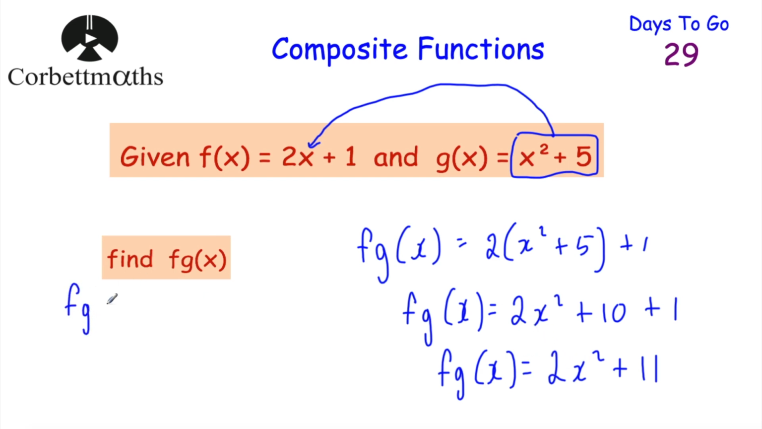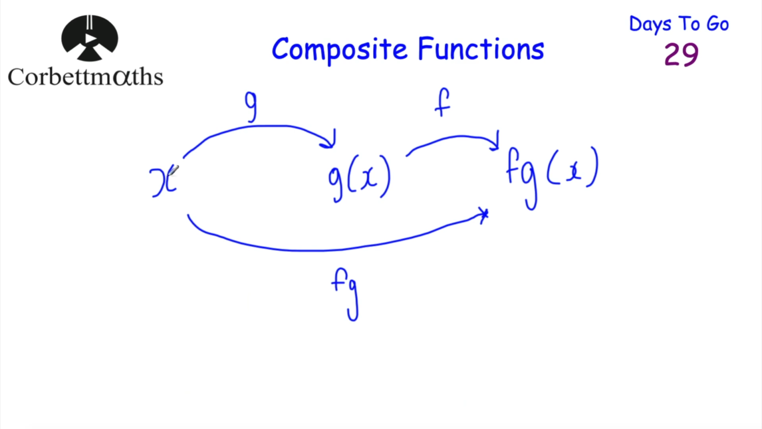So for instance, if we wanted to work out fg of 3, that would be equal to, if we substitute 3 in for x here, 2 times 3 squared plus 11. Remember Corbettmaths, we have to square first. 3 squared is equal to 9, times 2 is equal to 18, so we're going to get 18 plus 11, and 18 plus 11 is 29. So fg of 3 is equal to 29.